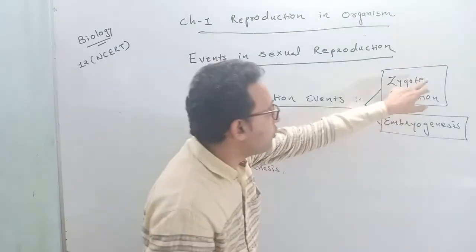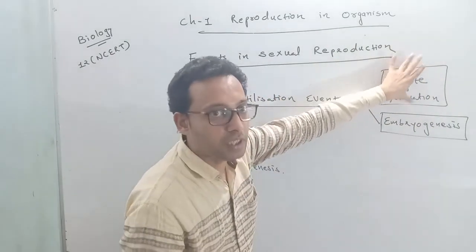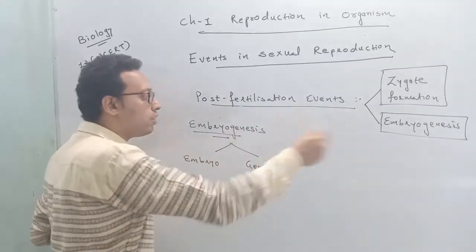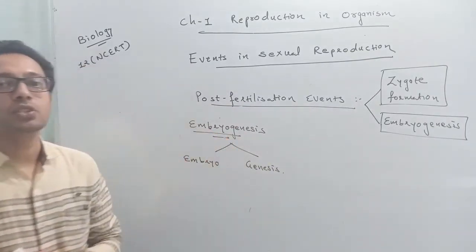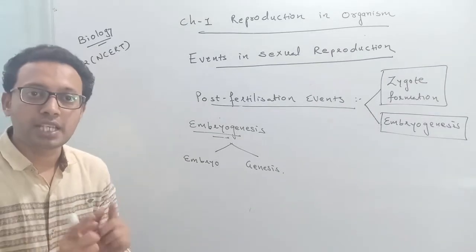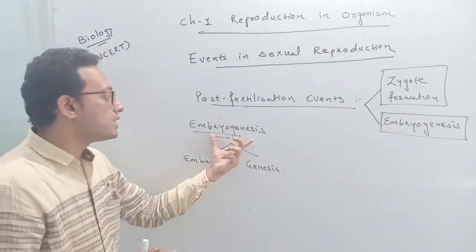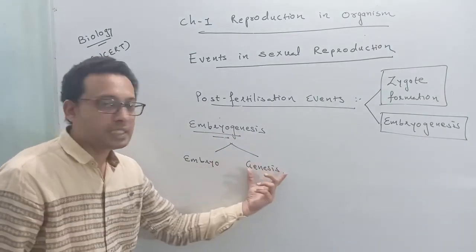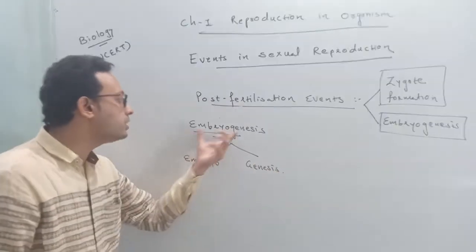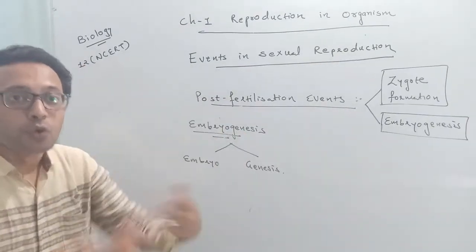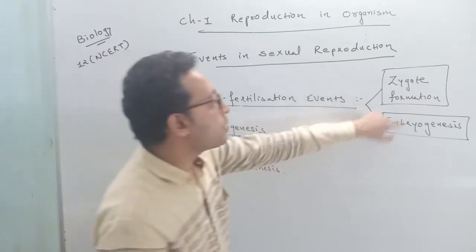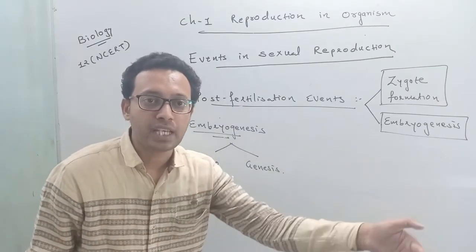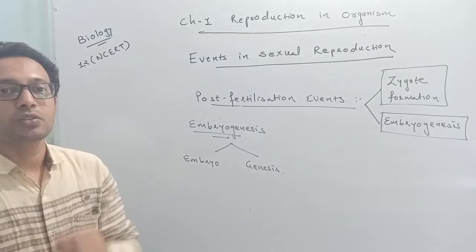Now the zygote which is formed converts into an embryo, and the process of conversion of zygote to an embryo is called embryogenesis. Clear, students? So what is embryogenesis? It's a fusion of two words, genesis and embryo. Genesis means formation. Formation of embryo is called embryogenesis. From what is the embryo formed? The embryo is formed from a zygote. So the formation of an embryo from a zygote is called embryogenesis.